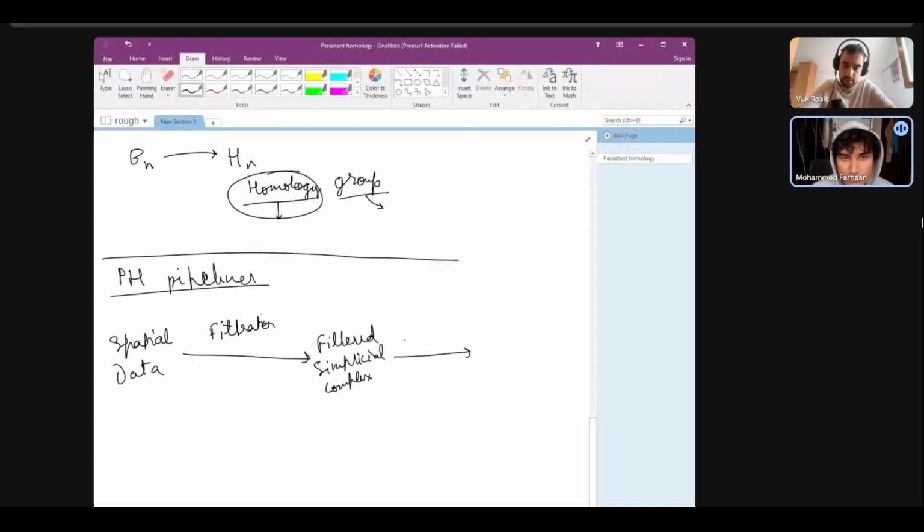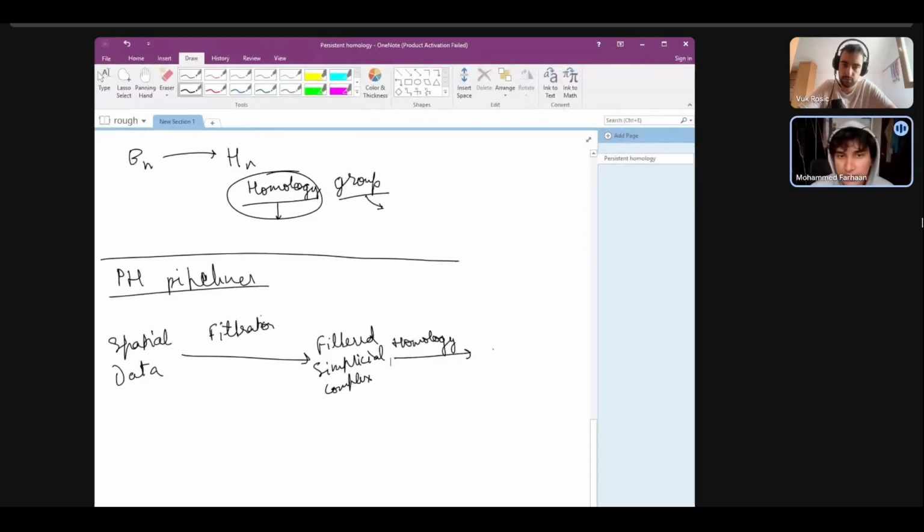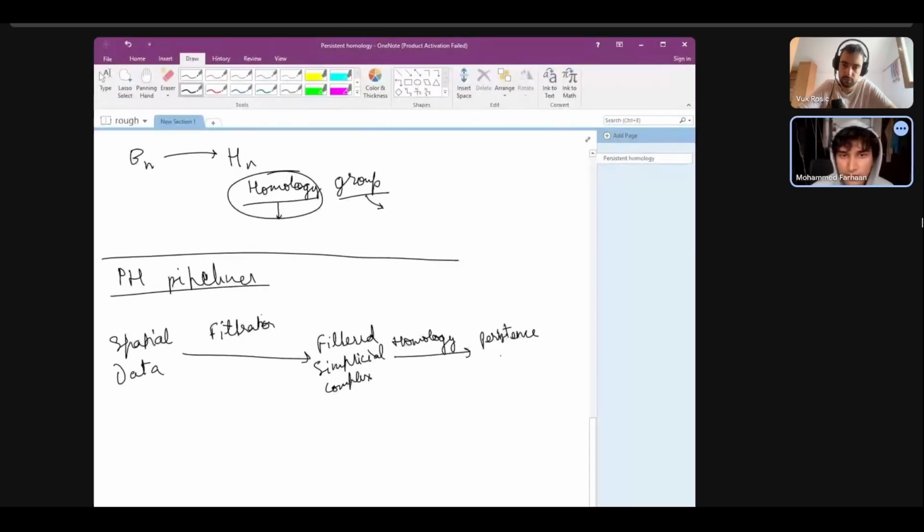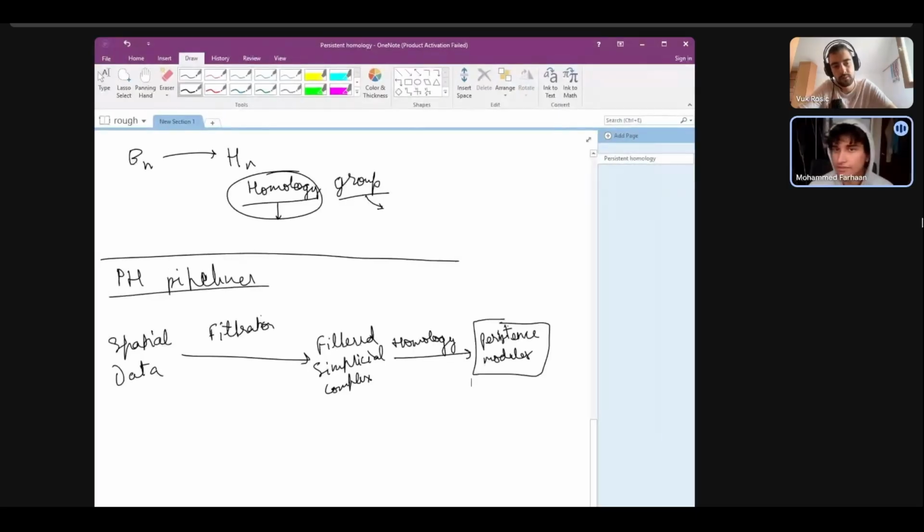Homology, and you get something called its persistence modules. So this is where we're going to do our hole detecting and stuff.